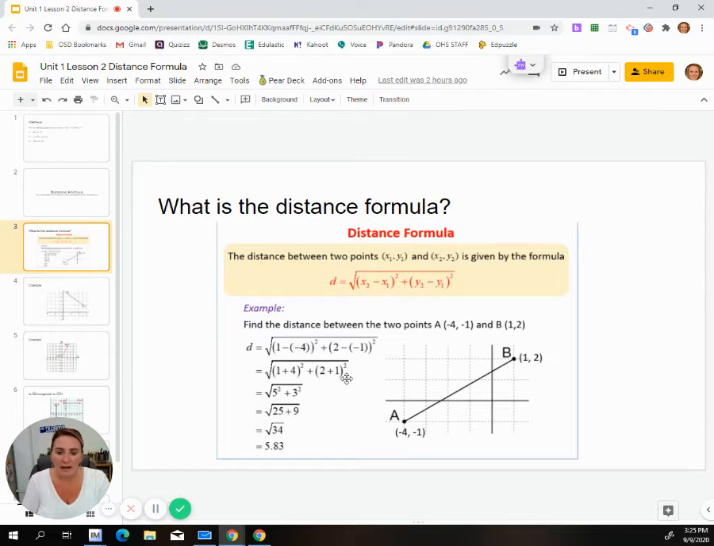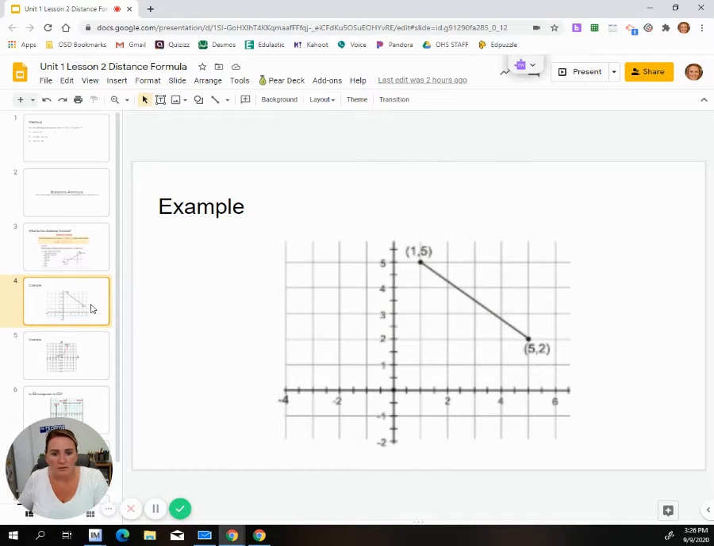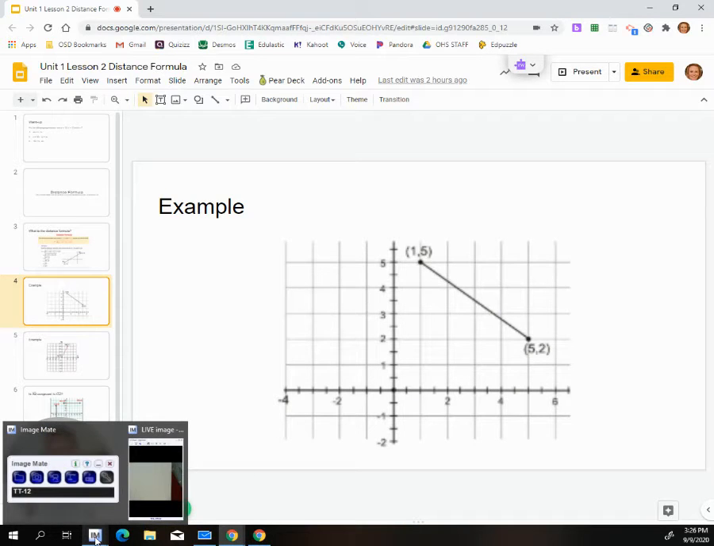We simplify. Remember, in order of operations, we do parentheses before we do exponents, and we do both of those before we do any adding outside of parentheses. And we should be getting 5.83. That is the formula we are going to use every single time. So here's an example of one of the problems that we're going to work through.